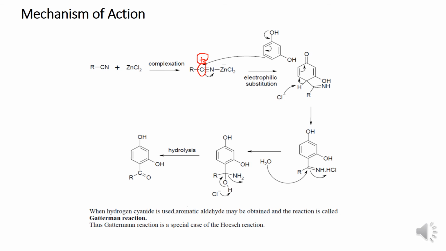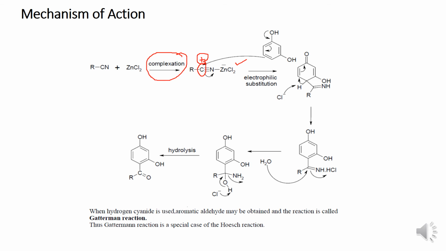This takes place in three steps. First step, complexation with zinc chloride, thereby generating the electrophile. This electrophile substitutes at the ortho or para position of the polyhydroxyphenol to give the acylated compound.